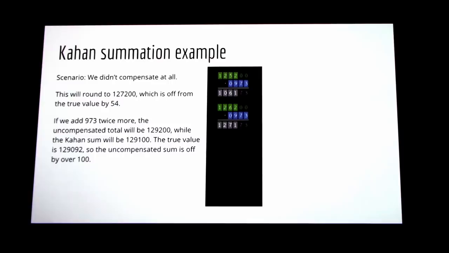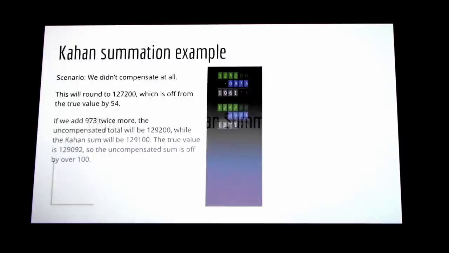What would it look like if we didn't do Kahan summation? Well, the first step is the same. We end up with 126,200. But then we add 973 again, and we round up again. And every time we add 973, we're going to round up again, adding another 27 error until, well, how many times do you feel like adding it?